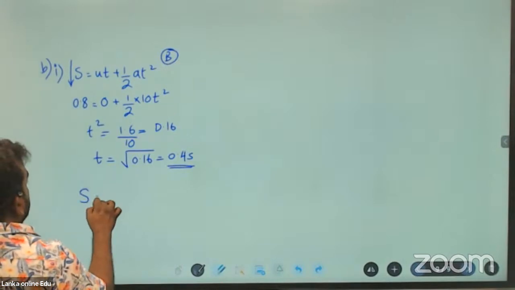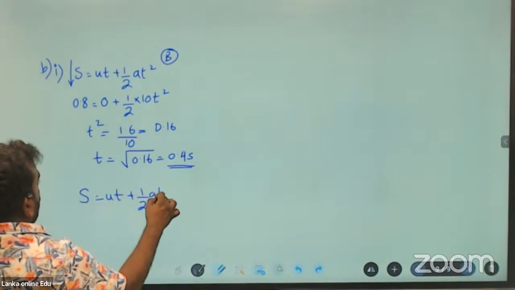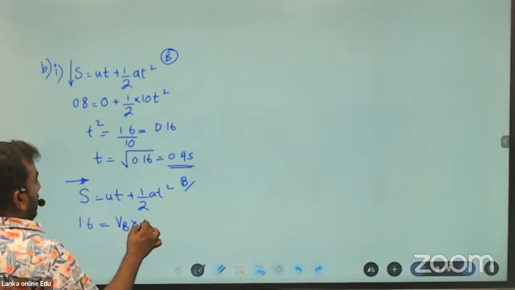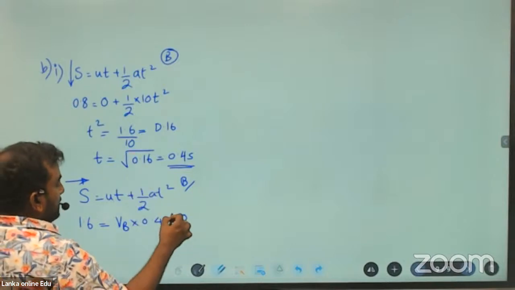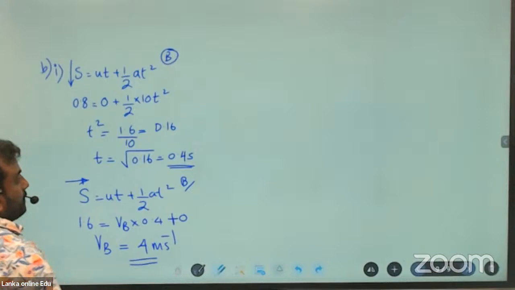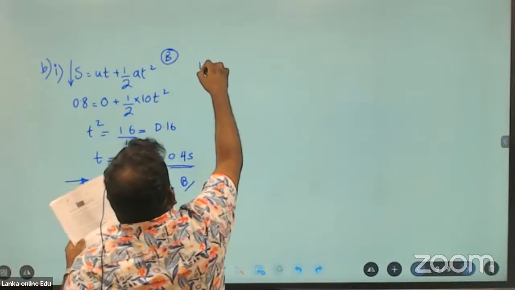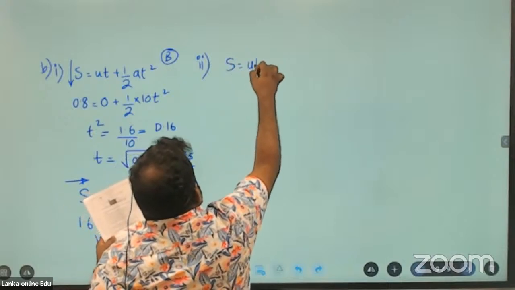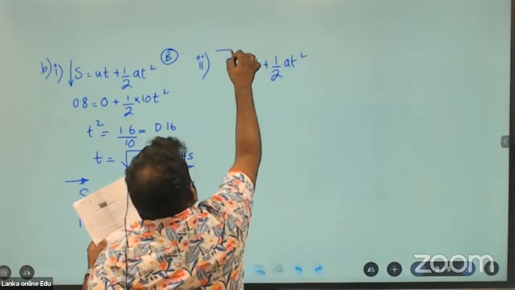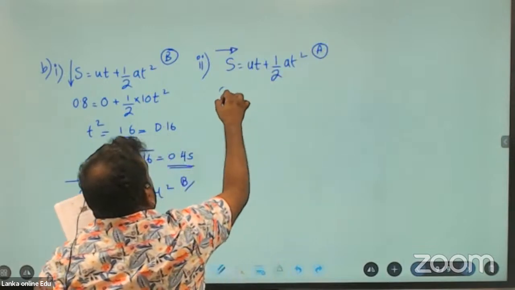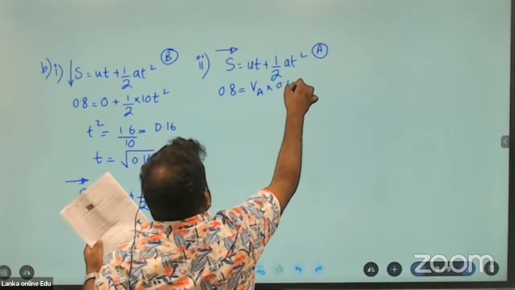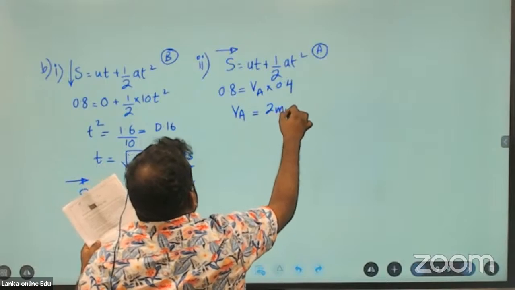Then what do you do? Horizontal range: s equals ut plus half a t squared forward for B. 1.6 meters, time taken 0.4 seconds, no horizontal acceleration, projectile motion. vB is equal to 4 meters per second when leaving R. Roman 2: apply this for A. The time will be the same, same height. 0.8 meters, time taken 0.4. Velocity of A is 2 meters per second.